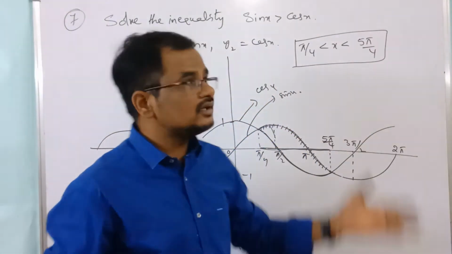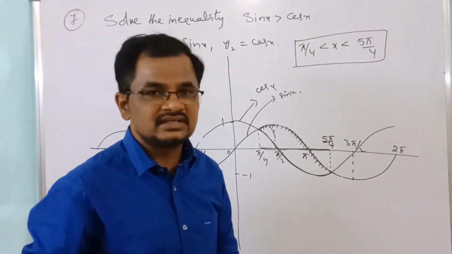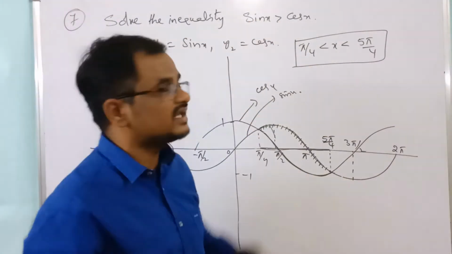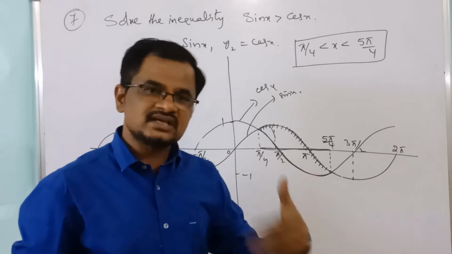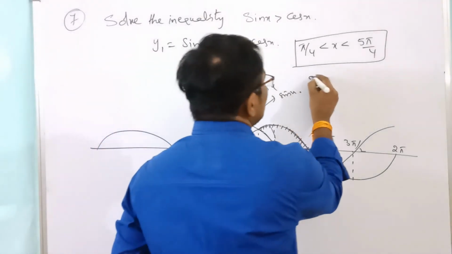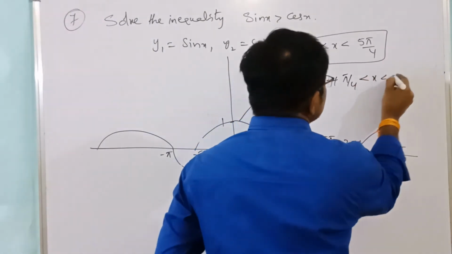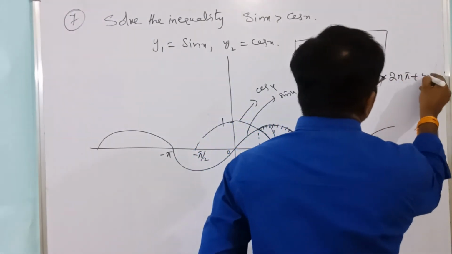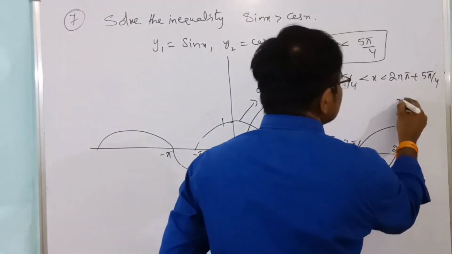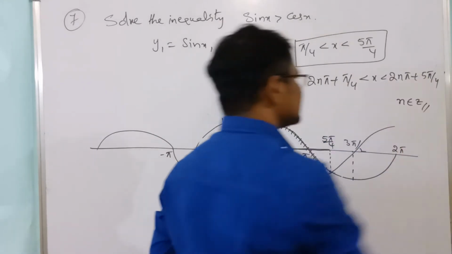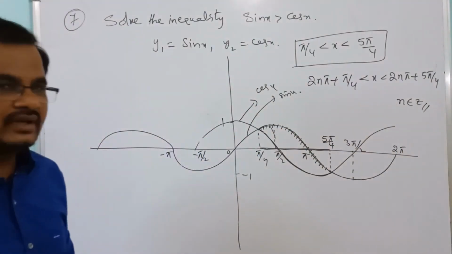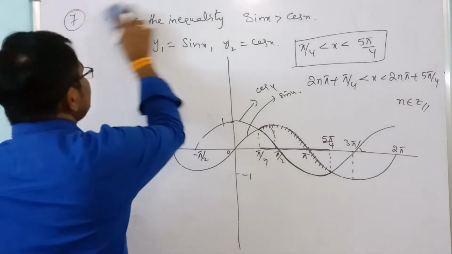But how to find them? With the help of periodicity. What is the period of sin x? 2 pi only. Cos x also 2 pi only. So that's why 2n pi plus pi by 4 less than x less than 2n pi plus 5 pi by 4, where n belongs to the integers. Okay? Right. Next.